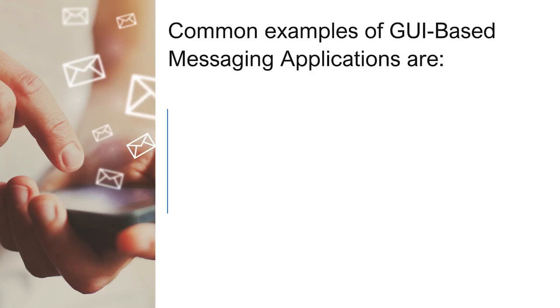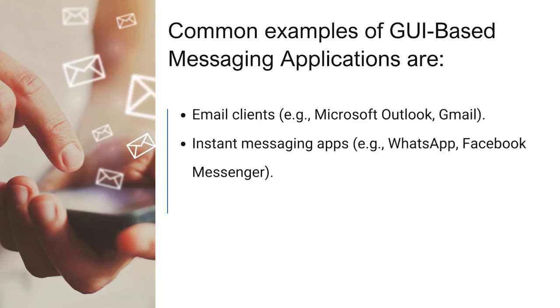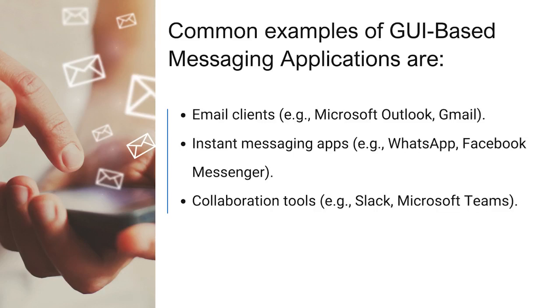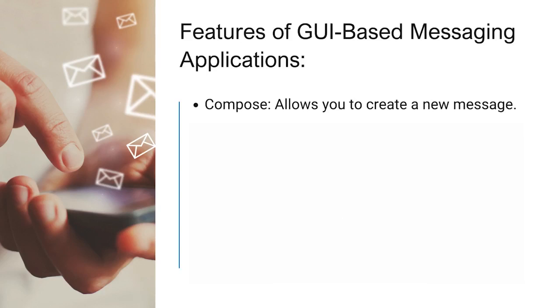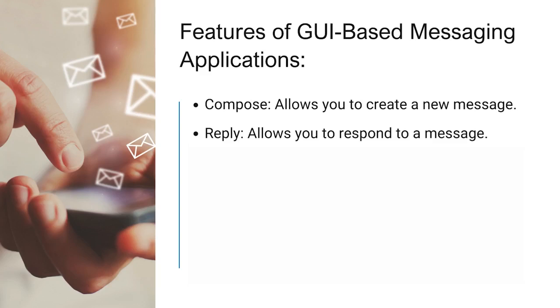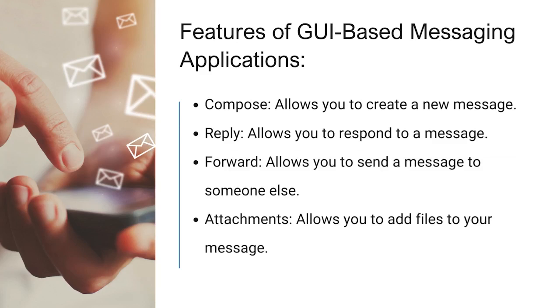Accessibility. Messages can be sent and received from anywhere in the world, as long as there is an internet connection. Some common examples of GUI-based messaging applications are email clients, for example Microsoft Outlook and Gmail, and instant messaging apps and collaboration tools, for example Slack and Microsoft Teams. Features of GUI-based messaging applications. Compose allows you to create a new message. Reply allows you to respond to a message. Forward allows you to send a message to someone else. Attachments allows you to add files to your message.